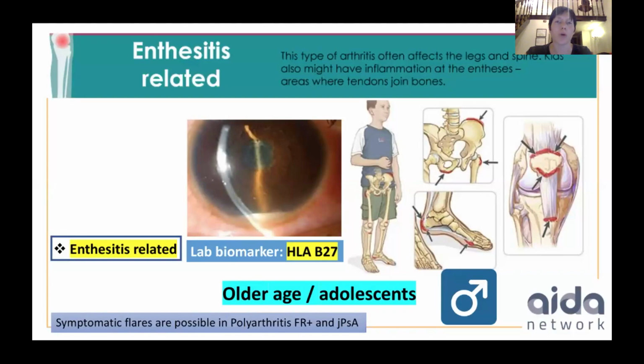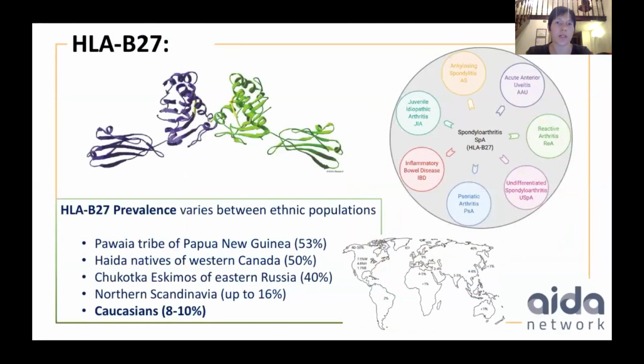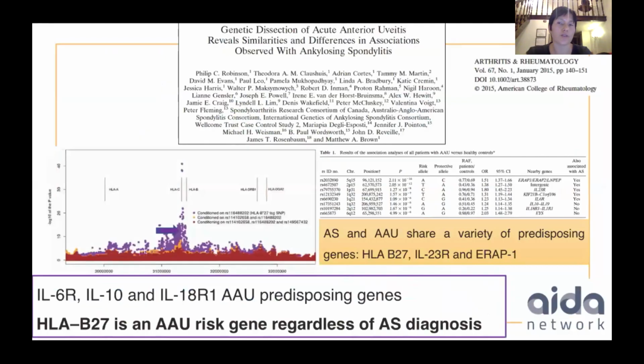However, like in adults, HLA-B27 positivity is not necessary for diagnosis, as some ankylosing spondylitis patients are B27 negative. Indeed, HLA-B27 prevalence varies across ethnic groups, with about 10% of Caucasians testing positive. HLA-B27 is a risk gene for anterior uveitis, even without ankylosing spondylitis. In fact, there is a specific form of uveitis known as HLA-B27-associated uveitis unrelated to systemic disease.